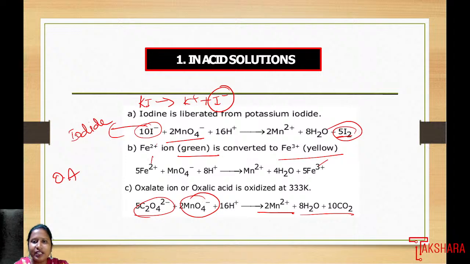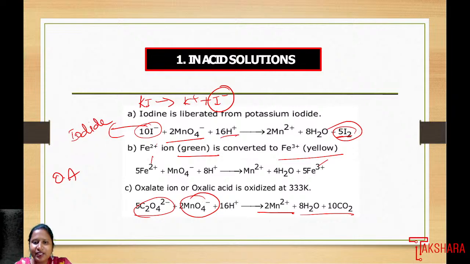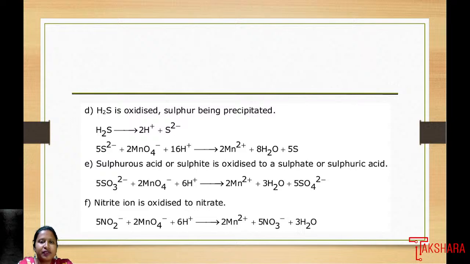If you observe all these reactions, they are all taking place in the presence of acidic medium. Here KMnO4 acts as an oxidizing agent to oxidize the reactant molecule to the product. Next, some more reactions we have.